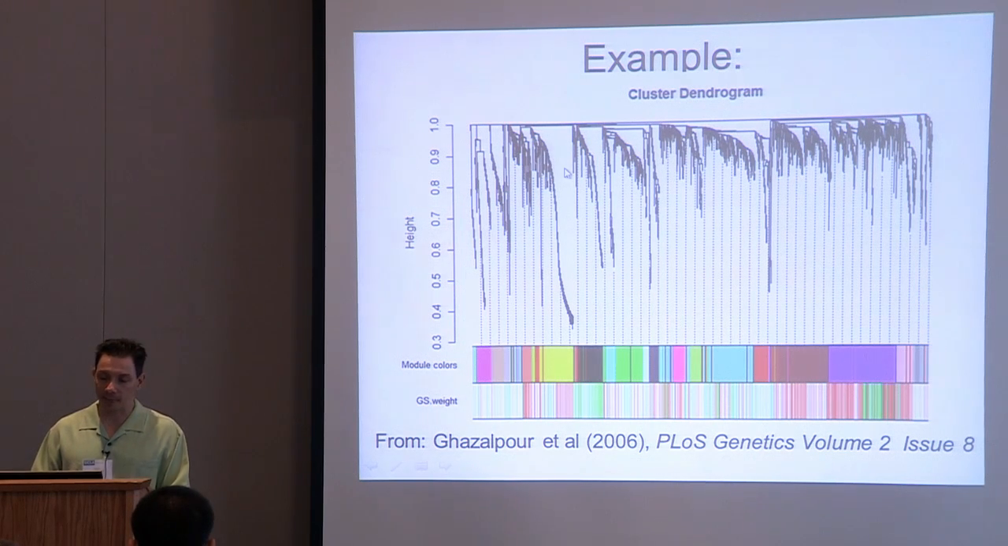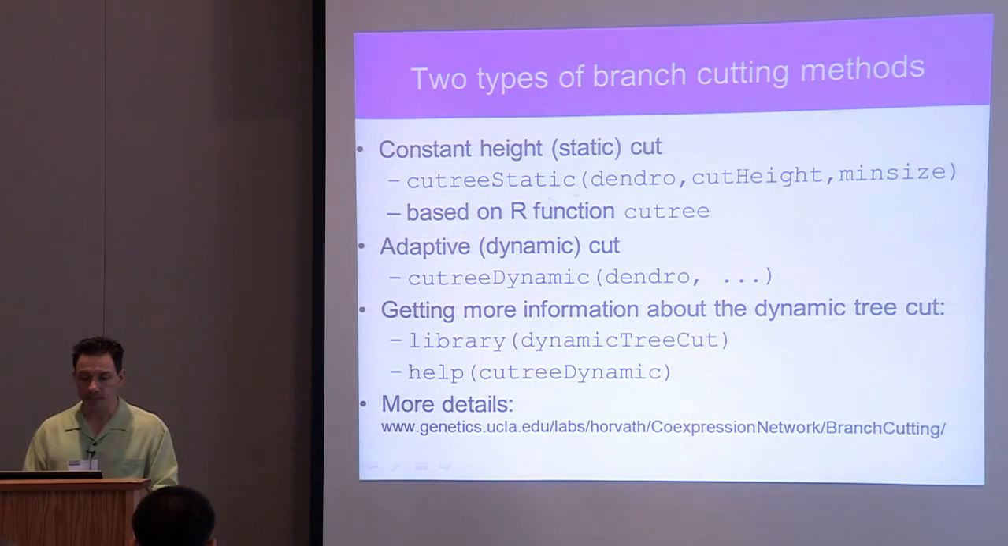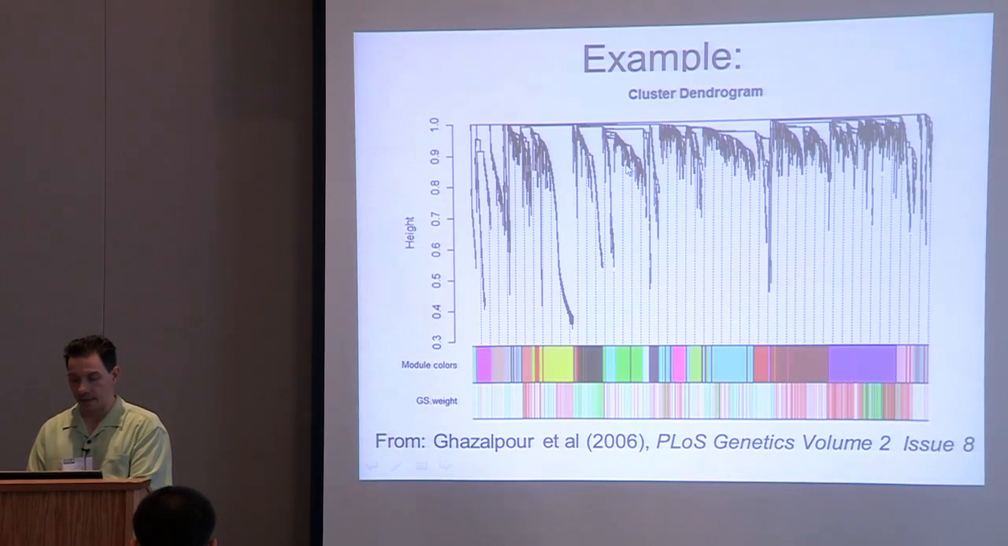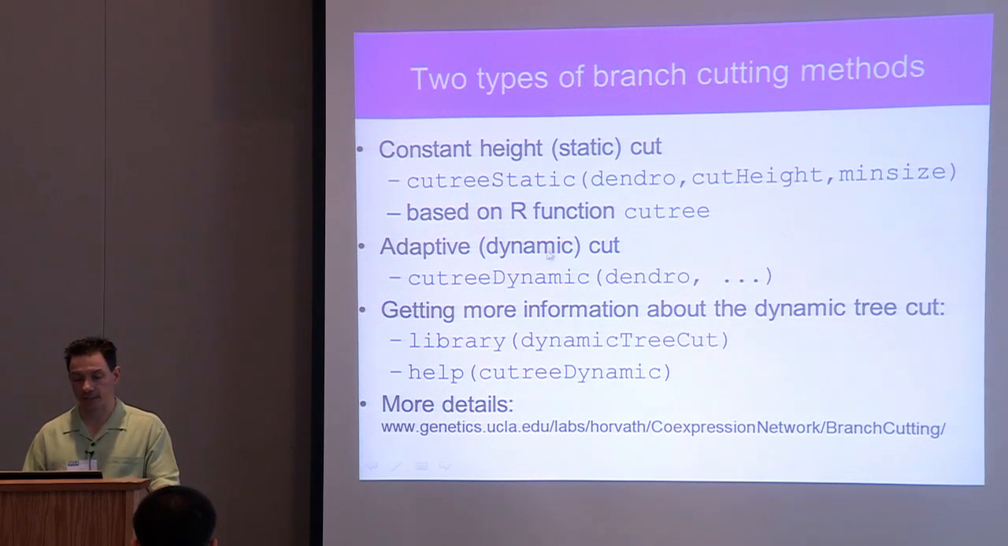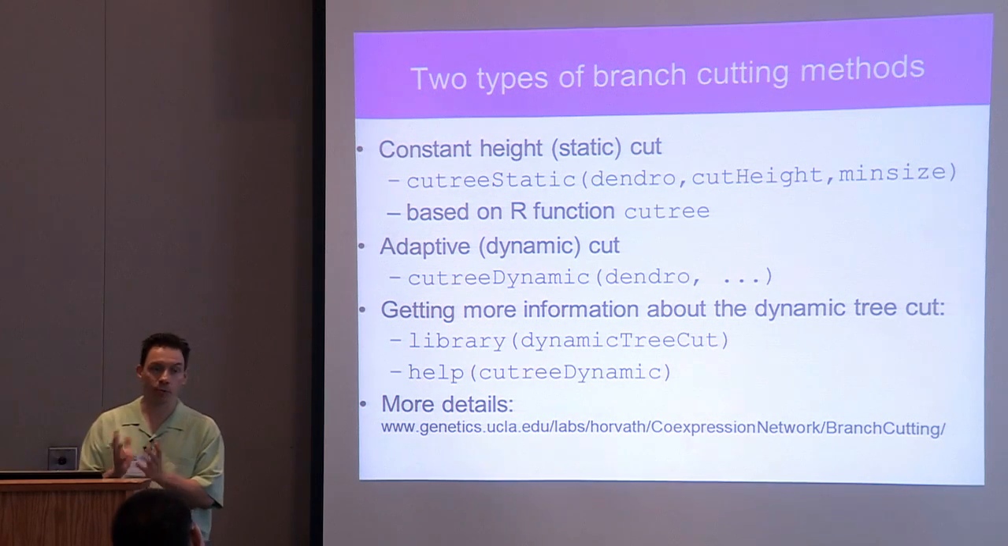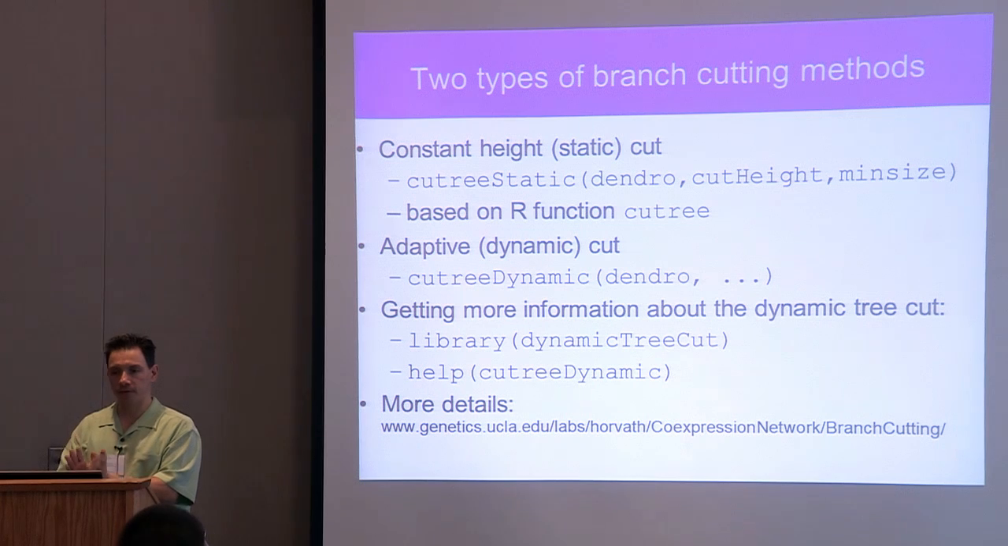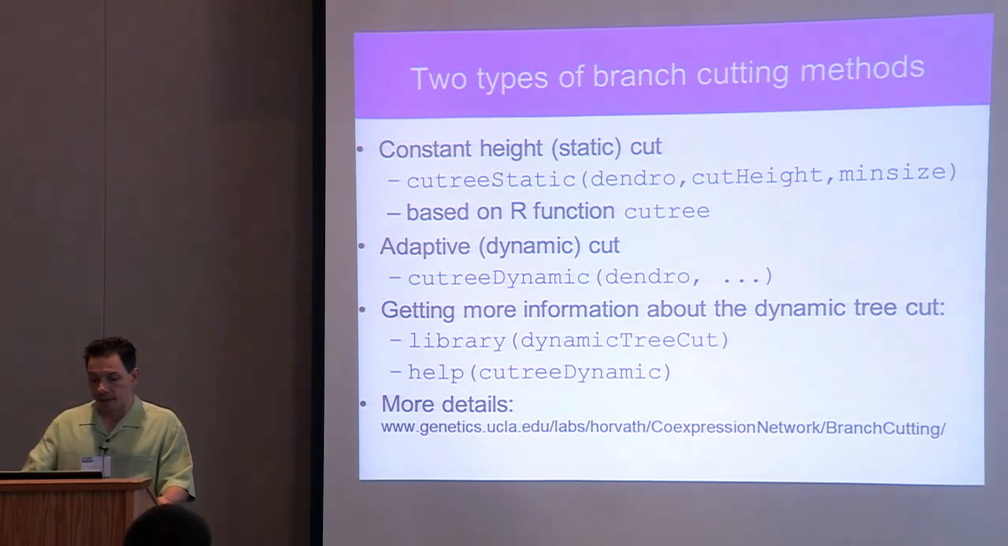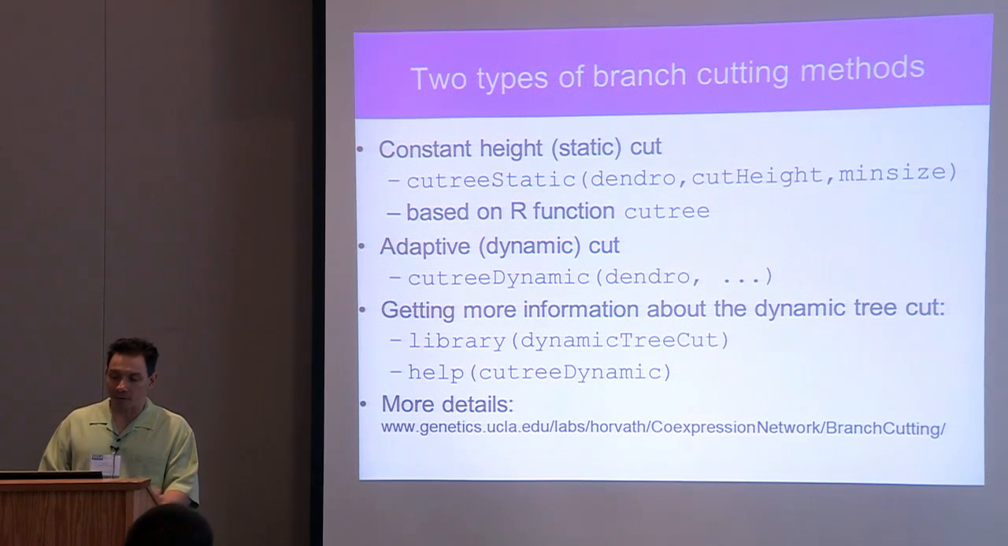There are several R functions. There's this static approach where you use a single height cutoff. And there are these dynamic approaches. Dynamic is here another word for adaptive, right? There's no time series. What does it adapt to? It adapts to the shape of the branch and the size. There are certain parameters. And although there are several parameters, I want to emphasize that the default values work phenomenally well.